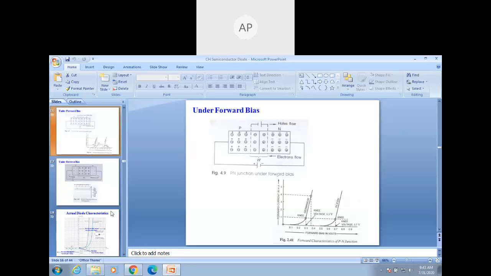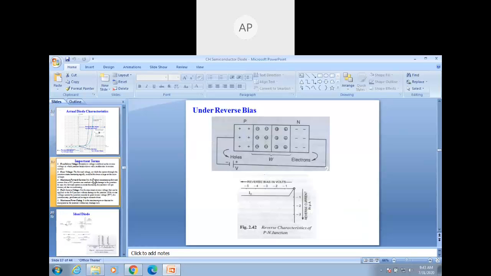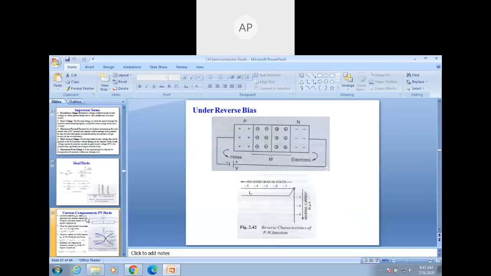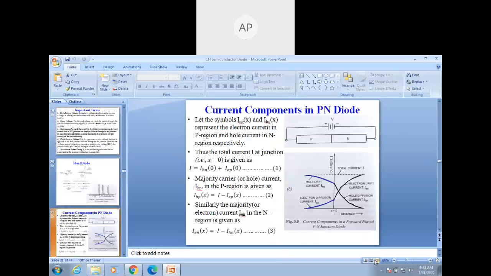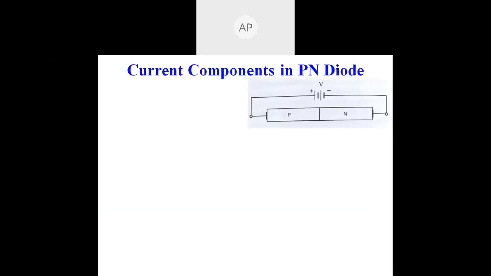So finally you will have these two currents, and this whole process is called the forward biasing process.